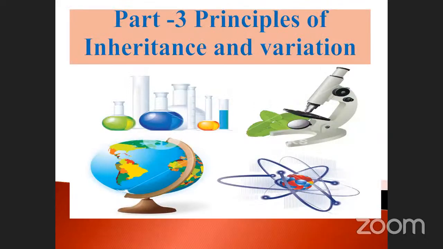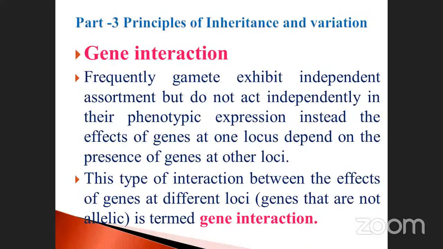Okay. So the next part, you already know, is the principles of inheritance and variation, part 3. I just gave you an introduction. I will finish it here. Gene interactions. Gene interaction is nothing but one gene being joined with another, otherwise called crossing over taking place. As a result, you will get variations. So gene interaction is nothing but variations.